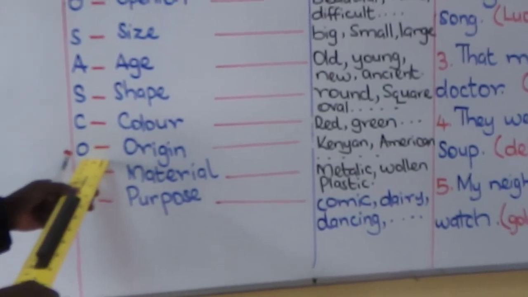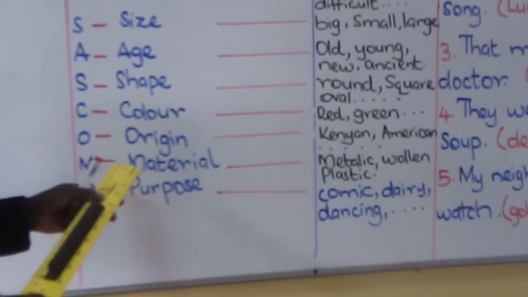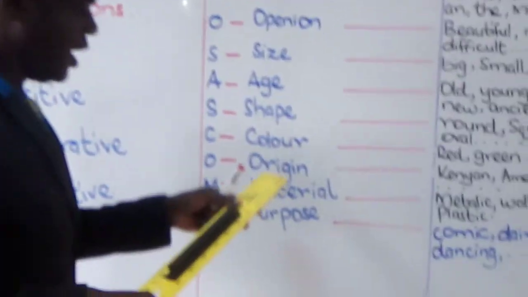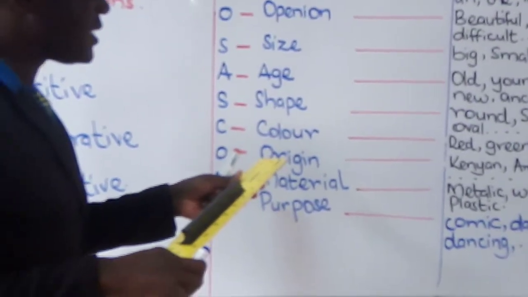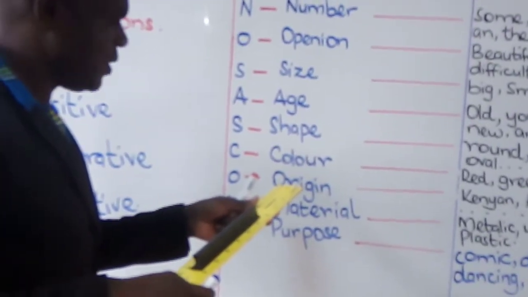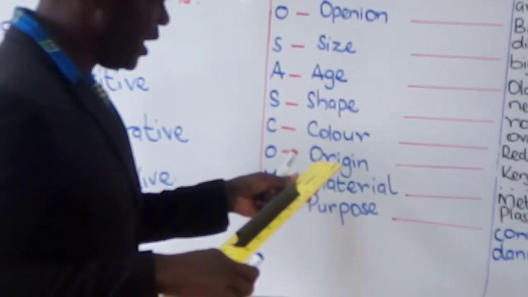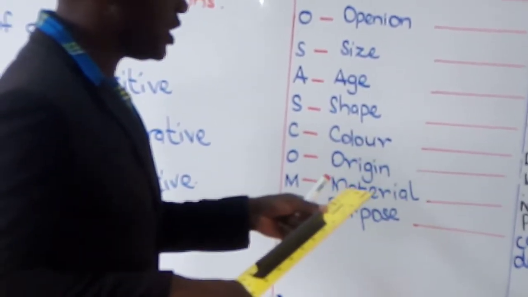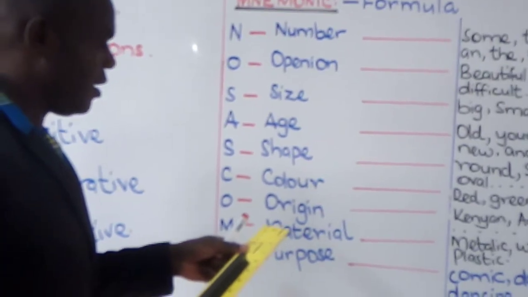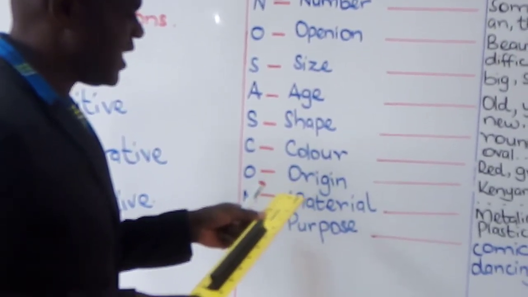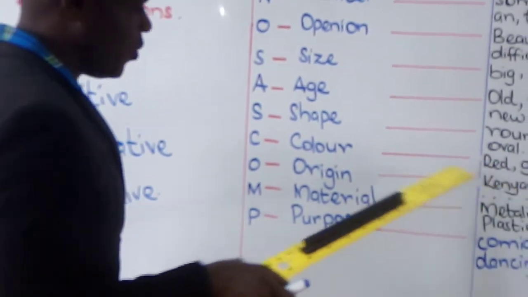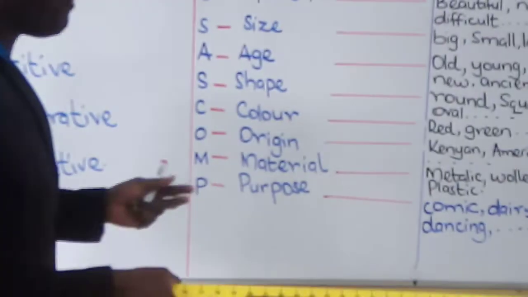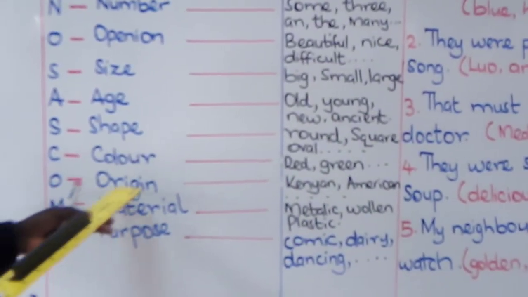Then we've got O for origin. Now, where is it coming from? What is the source of the noun you're talking about? If it is a jacket, where did it come from? It is made in which country or in which place? Like we have the Makueni grass. Look at that. Makueni grass, because the grass originally came from Makueni. Yes, we've got Kenyan flag, because the flag originates from Kenya. American, Ugandan, African, Asian, those are origin.